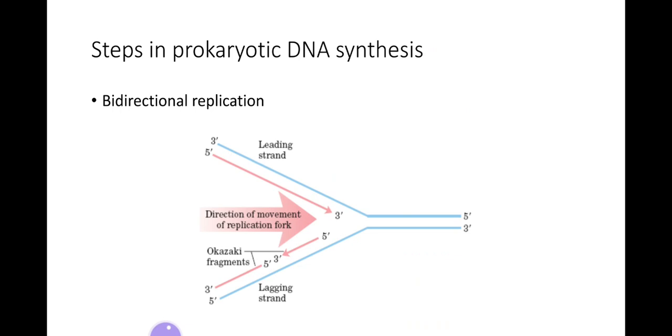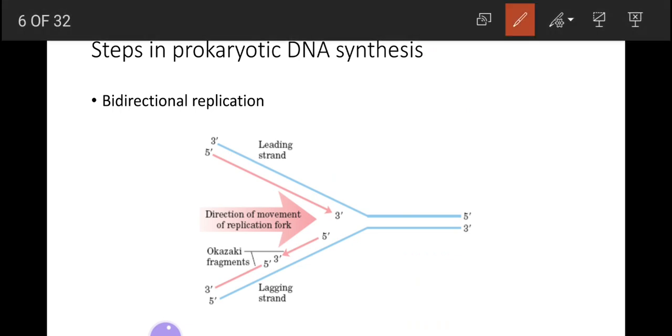The replication in the replication fork is bidirectional. It means that when there is the formation of the replication fork, there are two strands, one is the leading strand and one is the lagging strand, and on both of the strands the replication starts. In the leading strand there is continuous synthesis of the DNA, and in the lagging strand fragments are formed, and these fragments are called the Okazaki fragments.